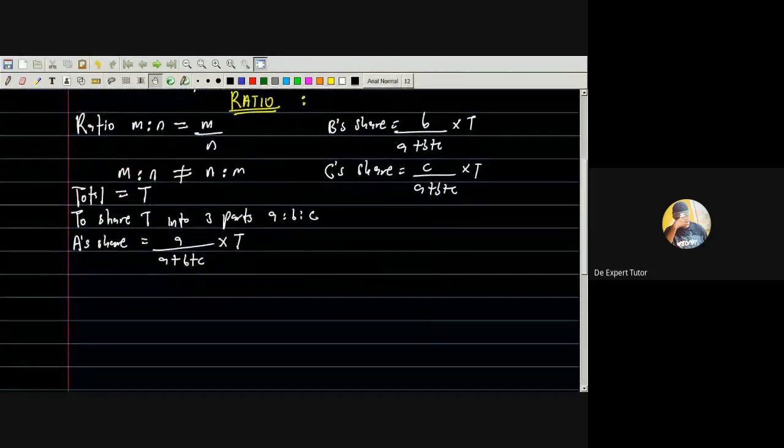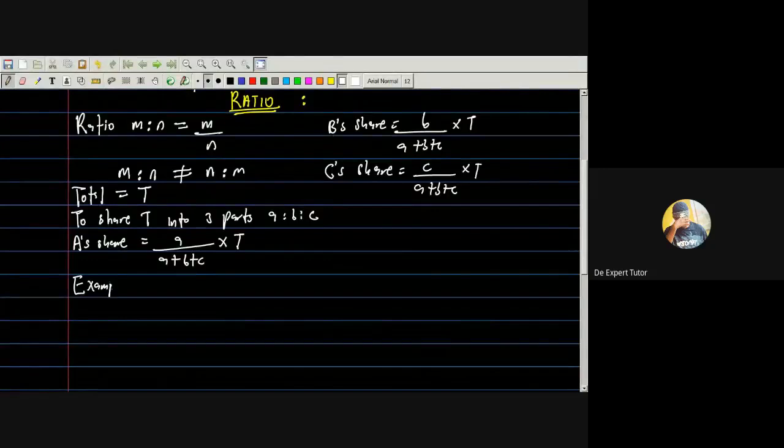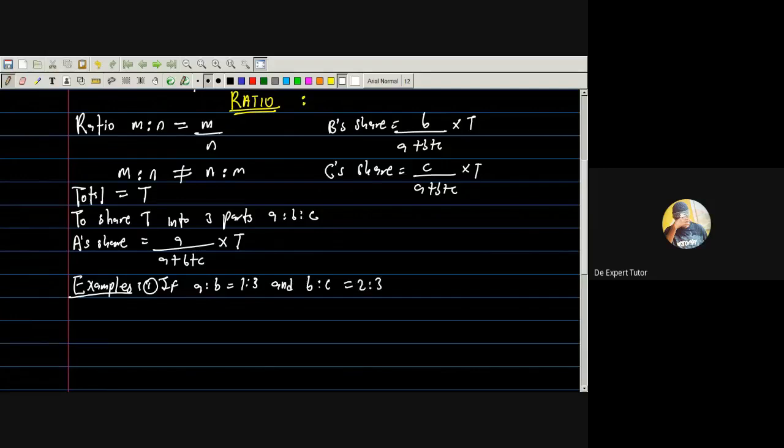Now, since we got the concept, let us solve some beautiful problems on ratio. Now, please focus on this problem very well, okay? Examples. Now, observe. I'll start from simple questions to tricky questions. So let's go. This is the first question. Question 1. They said if A ratio B is equal to 1 ratio 3 and B ratio C is equal to 2 ratio 3, what is A ratio B ratio C? That's our question.